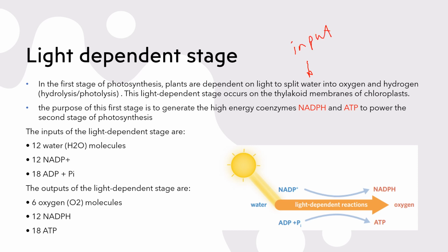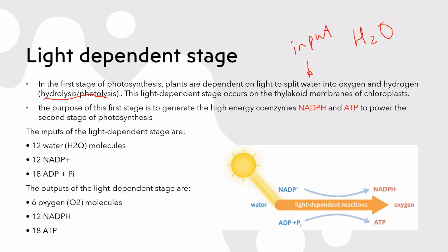So what's going to happen is water is going to be inside of the chloroplast, and the light that's absorbed through the chlorophyll is going to split this water. So this process can be called two different things. You might see two different things. It could be called hydrolysis or photolysis, depending on what textbook you're reading, but those two words mean the splitting of water. And hopefully we know that the chemical formula for water is H2O.